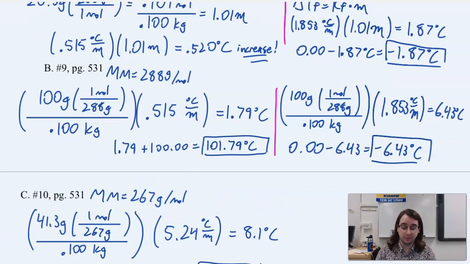Same process as before. We use the molality. We multiply it now by Kf instead. We get 6.453. Make sure that you're doing this in the right order because, like I said, the order is really important here. Freezing point minus the Tf gives us the new freezing point, negative 6.43.